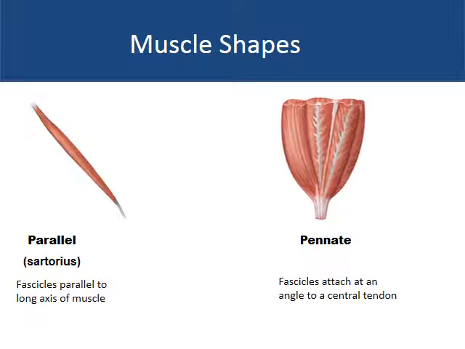And finally, we have the pennate muscle. Here, fascicles attach at an angle to a central tendon. An example of this would be the deltoid, which is the large muscle on your shoulder. So here is one central tendon highlighted in red, and you can see that it has many short fascicles that attach to that central tendon at an angle.